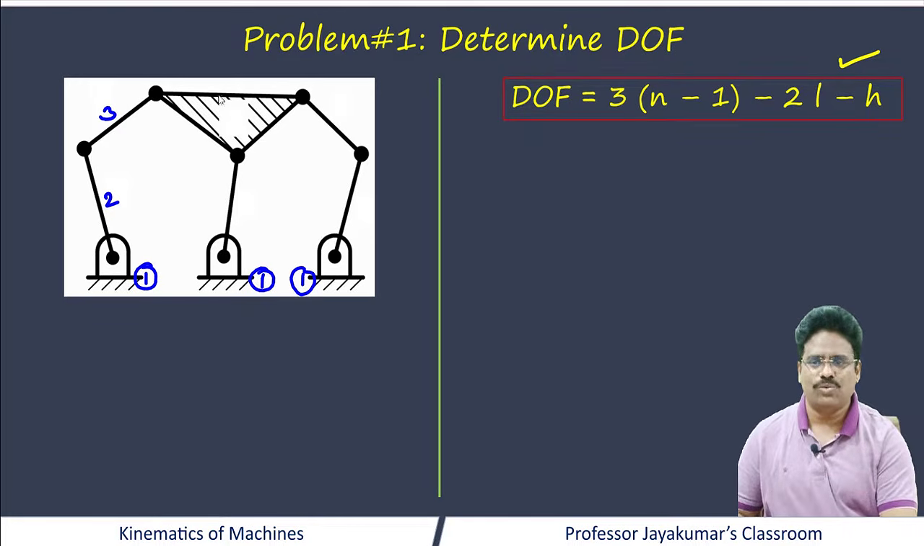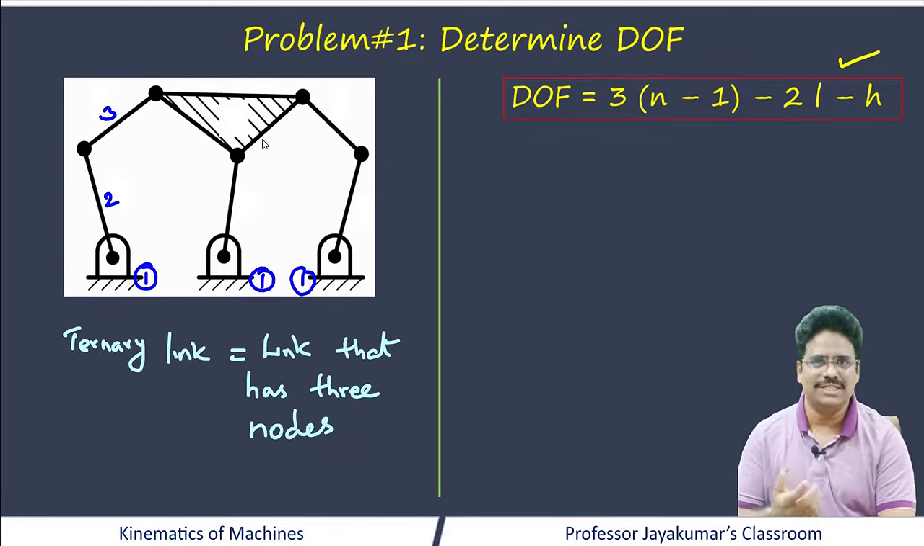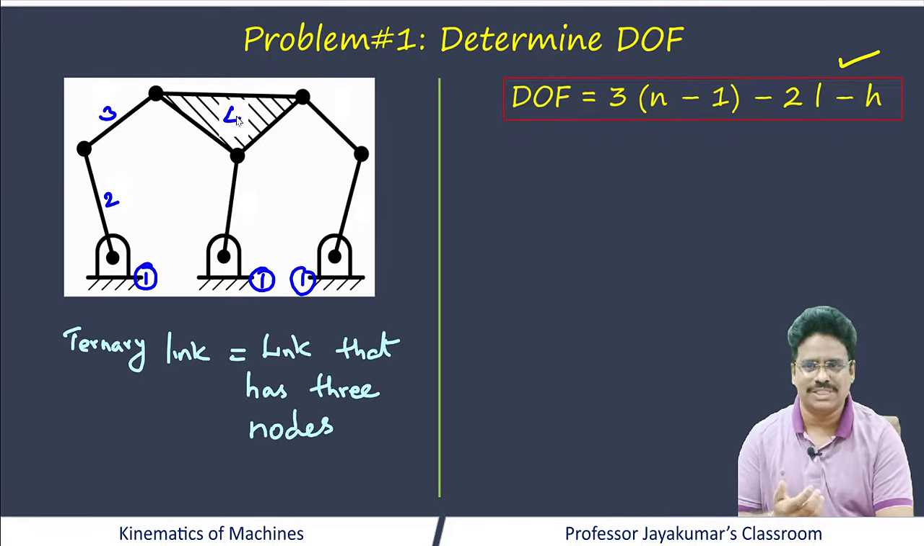Now here what we have might look like 3 different links. They are not 3 different links. That is known as ternary link. Ternary link is nothing but link that has 3 nodes. So this is link 4. Now we could call link 5, 6, 7. Number of links is equal to 7.